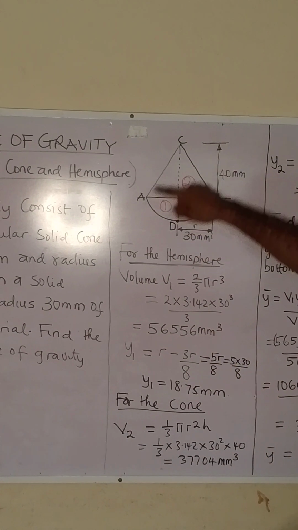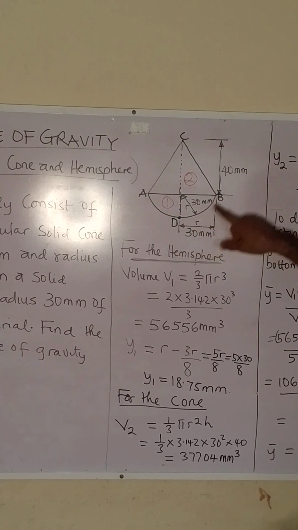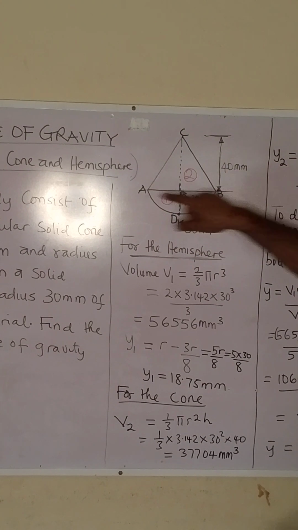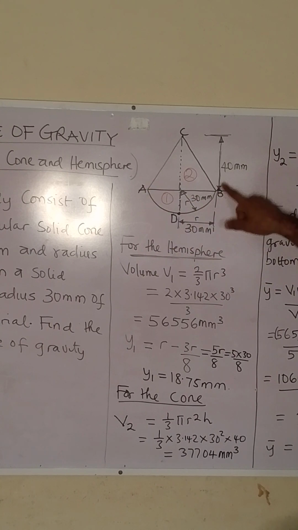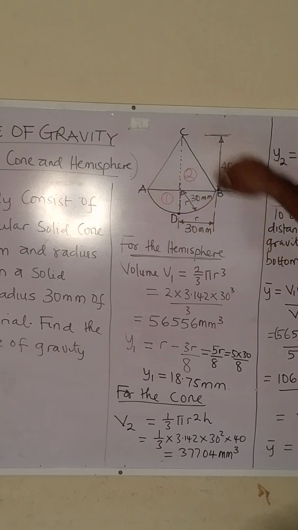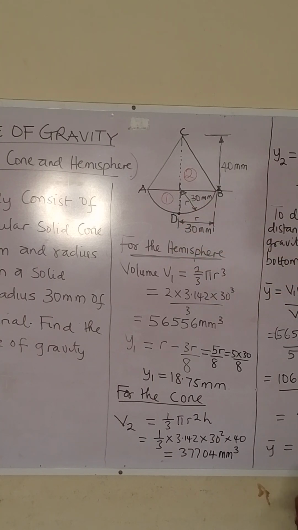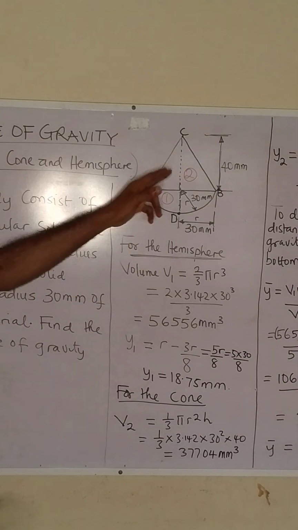So this is a cone, and this is a hemisphere. It's not a semicircle. This is hemisphere and this is a cone. So we divide it into two. The first one is the hemisphere, so we indicate it using 1, and the second shape is the cone. Now, since we are dealing with solid shapes, these are not plane shapes.